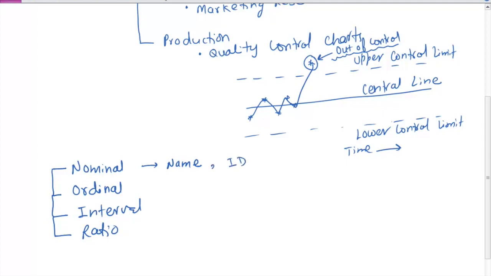So student ID can be a number, but it is only for identification purposes. Not much can be done with nominal data. Now ordinal has all the properties of nominal. It can also be represented by name and so on. The key thing is that there is an order. So the word ordinal is made from order. This order could be increasing order or decreasing order.